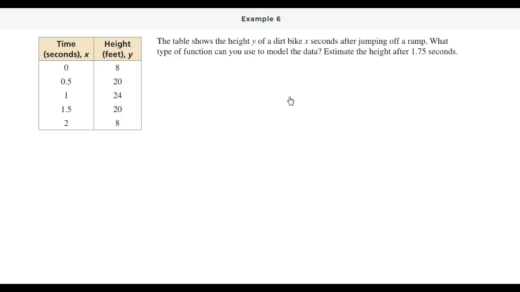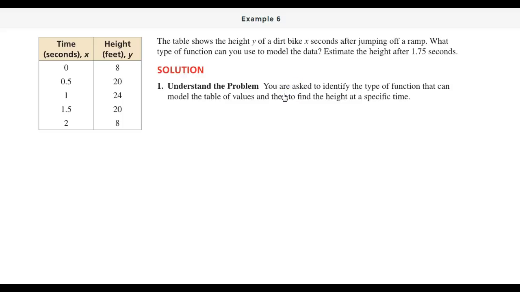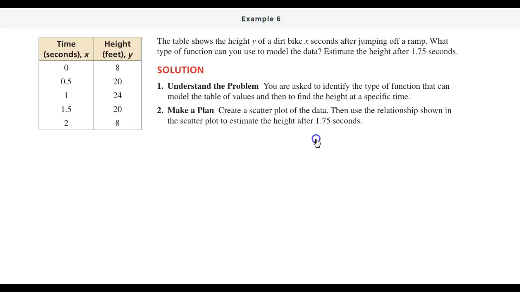Okey dokey. So step 1 is to understand the problem. So we need to figure out what type of function can follow the pattern that this data is following, and then we need to estimate how high the dirt bike is at a specific time.